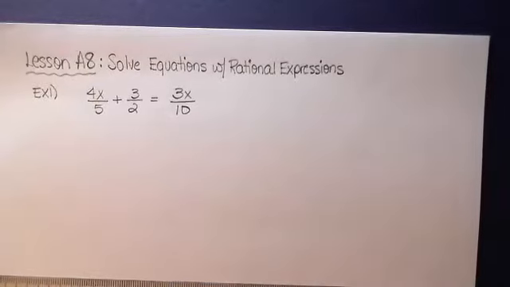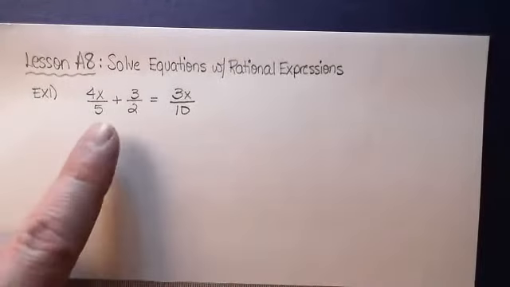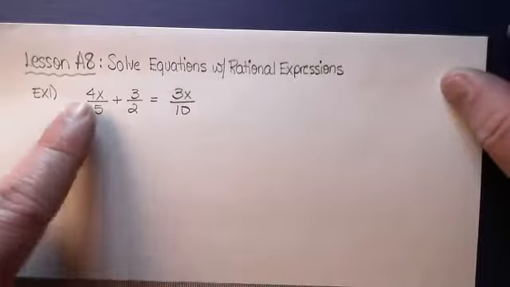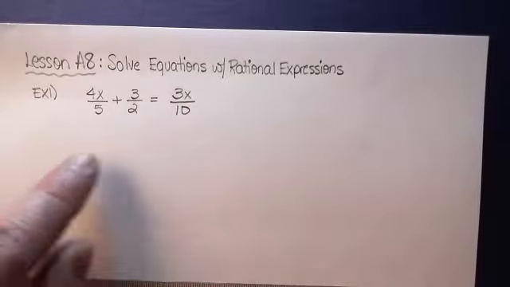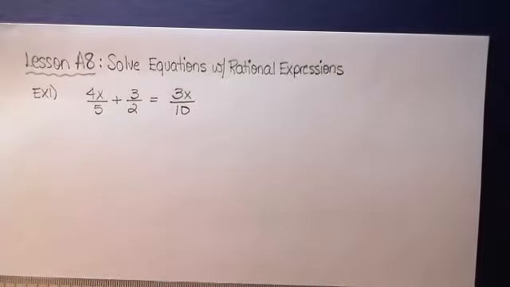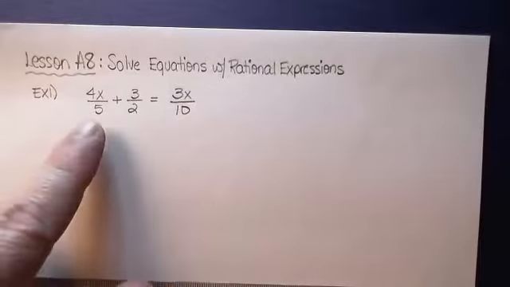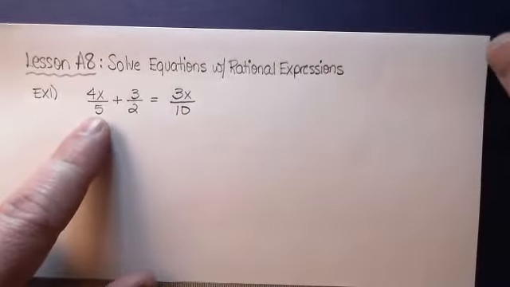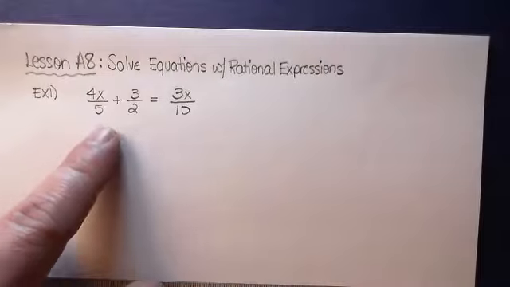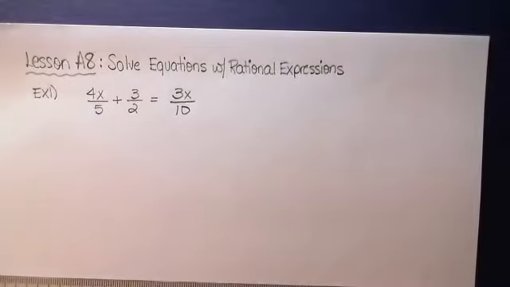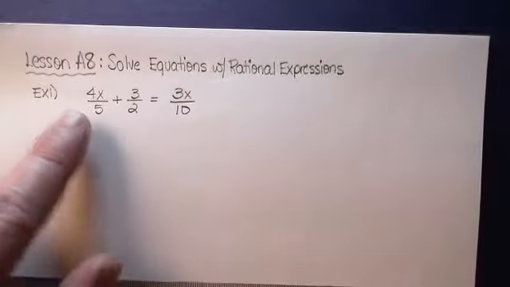Hello, this is going to be lesson 8, solve equations with rational expressions. So basically, whenever you have an equation with rational expressions, what you want to do is get rid of the denominator. In order to get rid of the denominator, you need to find the common denominator. On a problem like this, basically I would ask, what number does 5, 2, and 10 go into? And the answer would be 10. So that means your least common denominator is going to be 10.